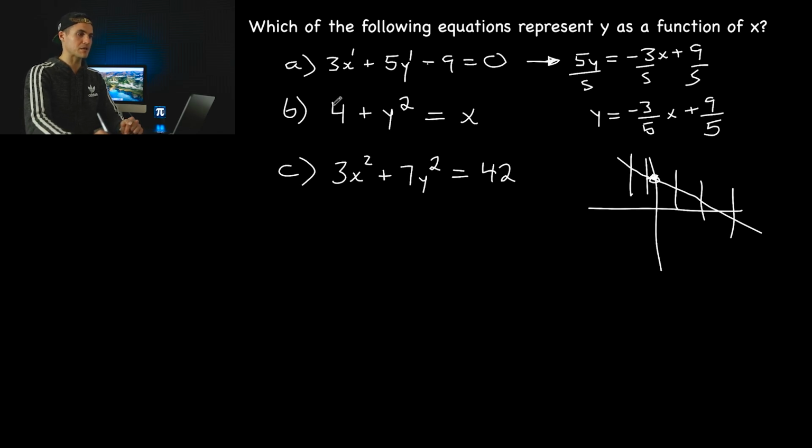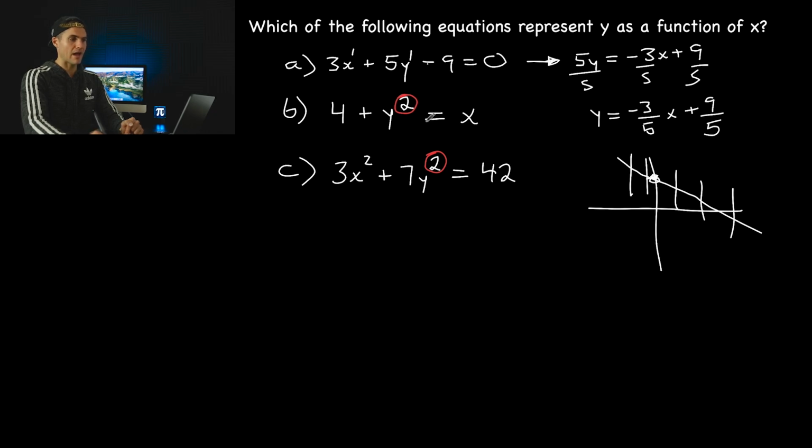Now, what about part B? Now, with part B, we have 4 plus y squared is equal to x. Now, whenever you see a y squared around, so notice we see that in part C as well, pretty much all the time then, it's not going to be a function of x. Because what it's going to mean is that we're basically able to have multiple y values for a single value of x.